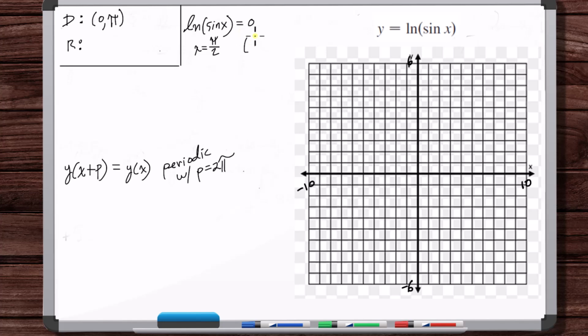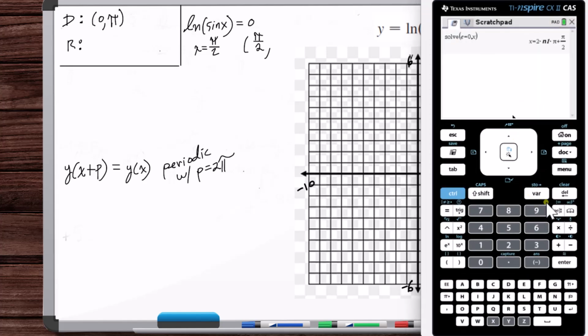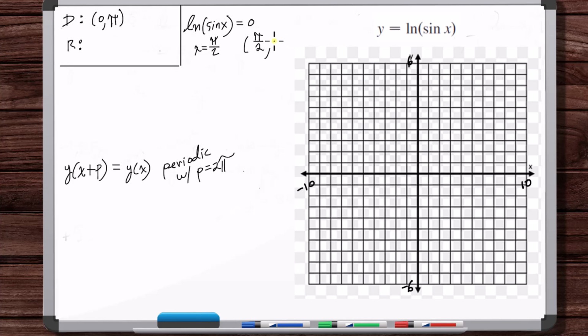And so we can see what point this is. Pi over 2, and y at x equal to pi over 2 is 0. Of course, that's an x-intercept. Okay, so let's plot this. Pi over 2 is like 1.6, so 1, 1.5, about right there. There's pi over 2.